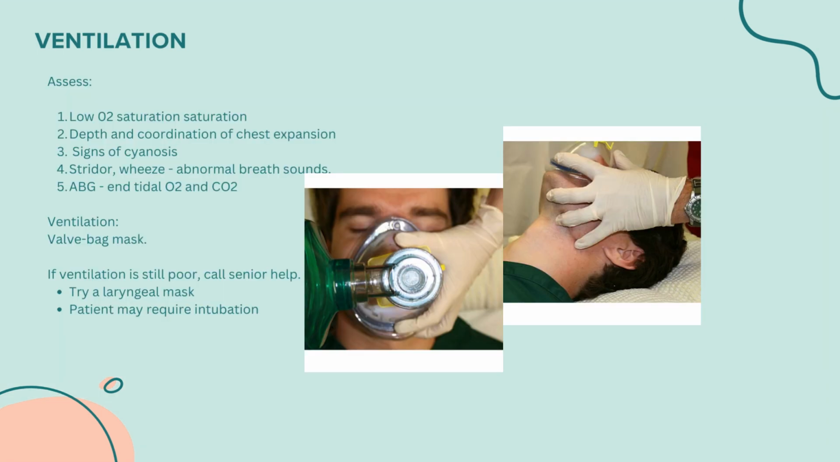And then after that, if that still isn't helping to open up the airways, we would look into ventilation. That can involve a valve bag mask. Things we would do to assess the need for ventilation include low O2 saturations, poor depth and coordination of chest expansion, and signs of cyanosis. So all the things I talked about in the first slide: stridor, wheeze, and an ABG showing end-tidal CO2 and O2 volume.